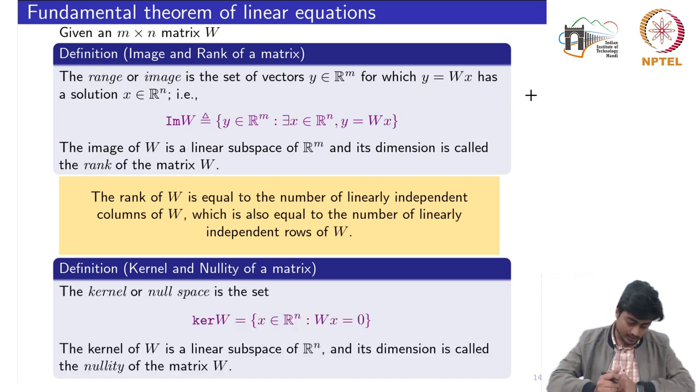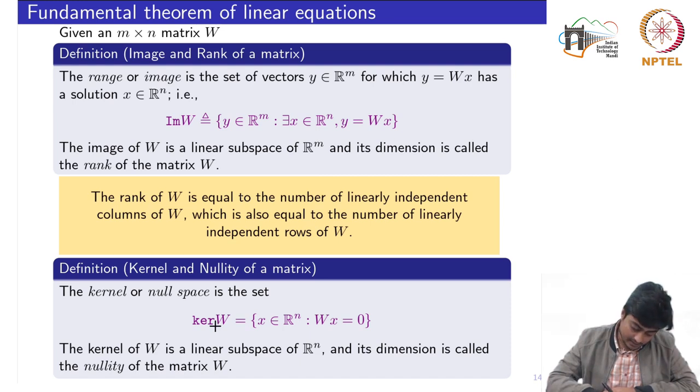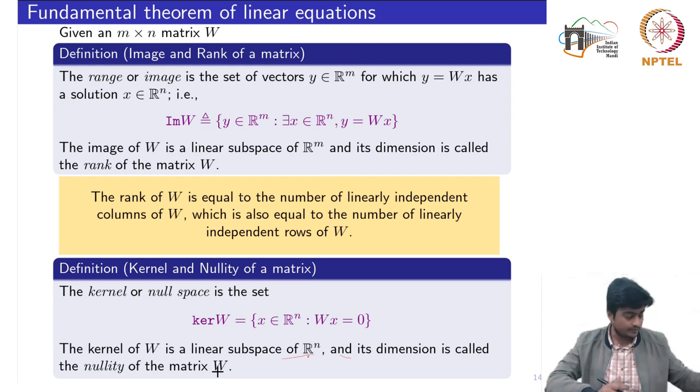Another space is called the null space, or the kernel. We use this symbol, kernel of W. Kernel of W contains all those vectors x which satisfy the equation that multiplying the vector with the given matrix W yields a zero vector. The kernel of W is also a linear subspace of the n-dimensional space, and its dimension is called the nullity of the matrix W. So the dimension of the image of the matrix is called the rank, and the dimension of the kernel of the matrix is called the nullity.